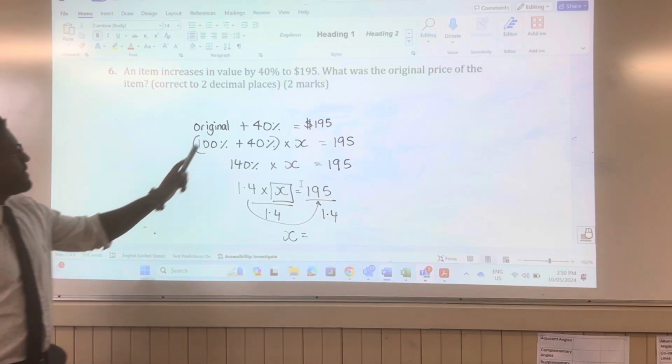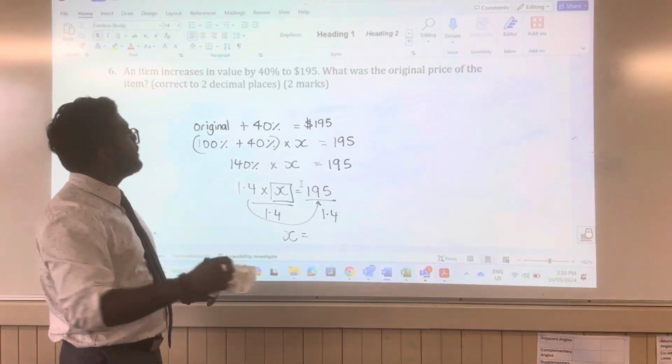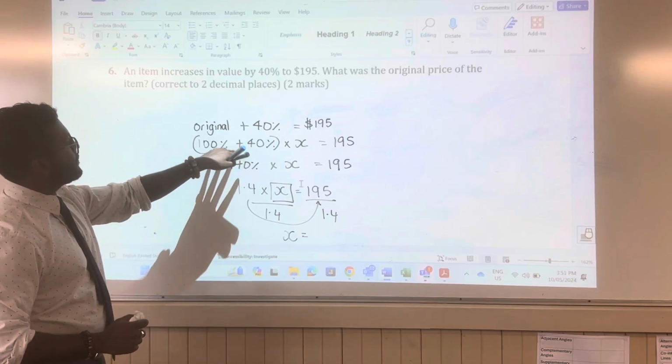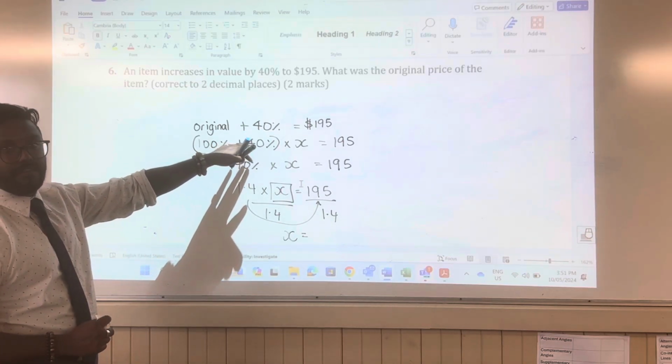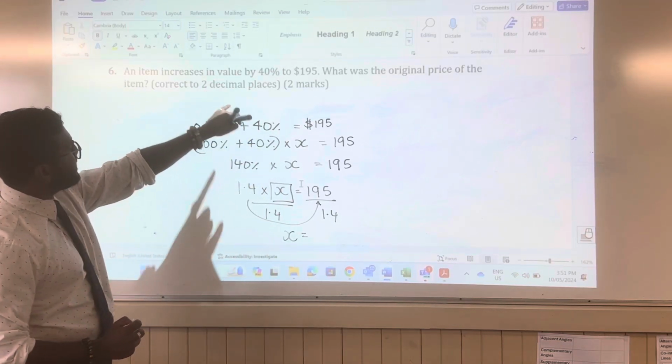And remember, this question says to 2 decimal places. So you need to provide 2 decimal places. So remember, when we're trying to work out the original item, we do that increase, okay? If it's a decrease by 40%, we're going to do 100% minus 40%. In this case, it's an increase.